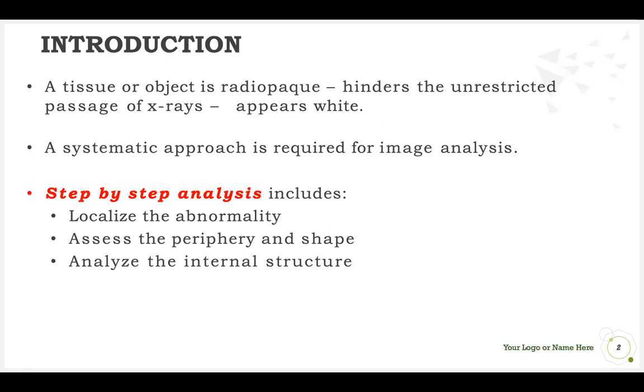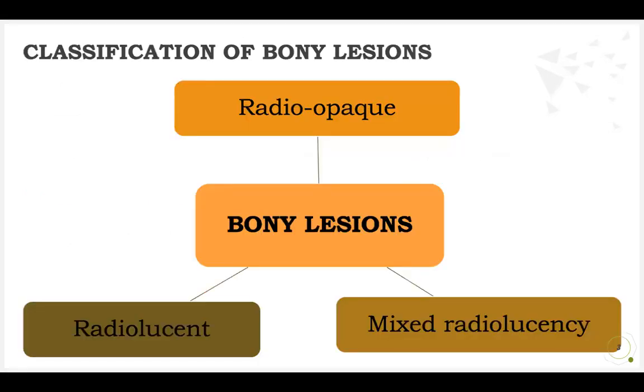So we need a systematic approach for analyzing this kind of image, a step-by-step analysis, that is: localizing the abnormality, assessing the periphery and the shape, and analyzing the internal structure.